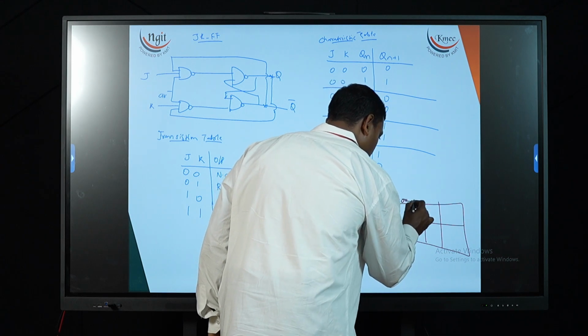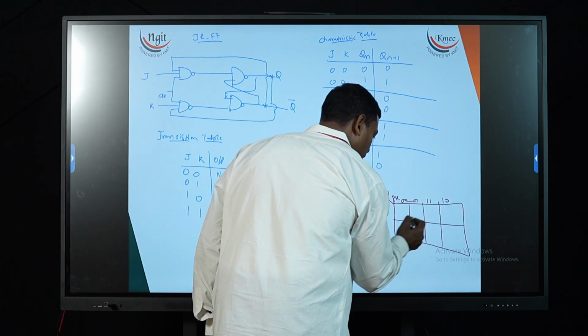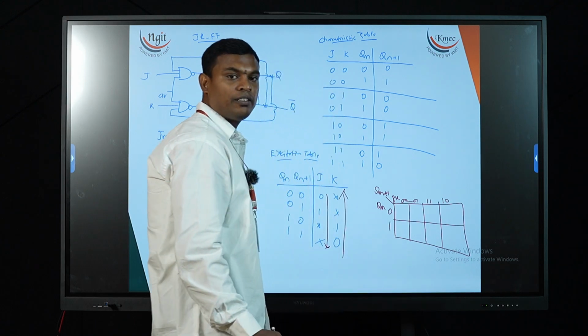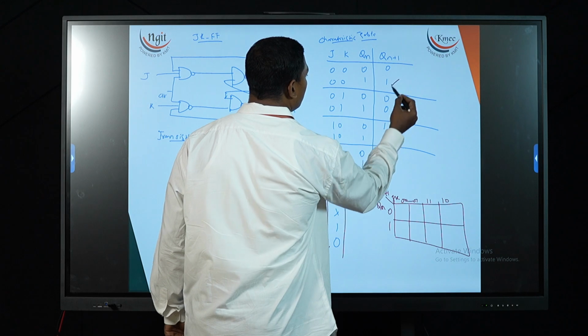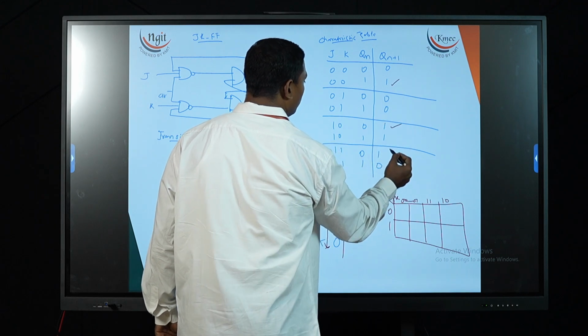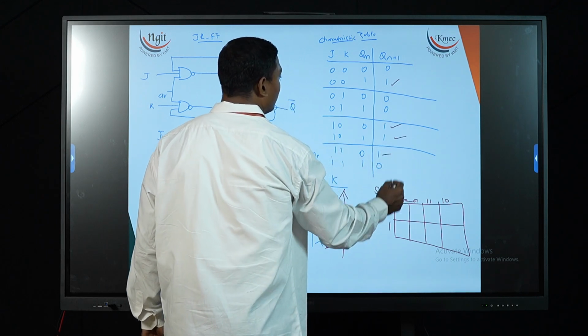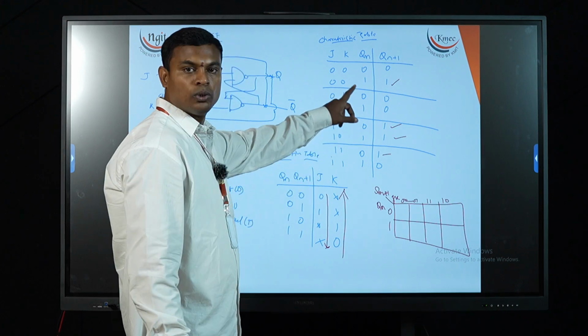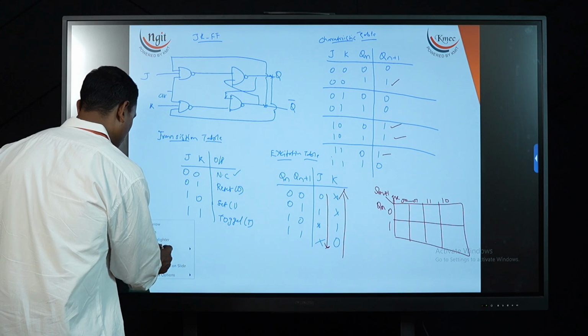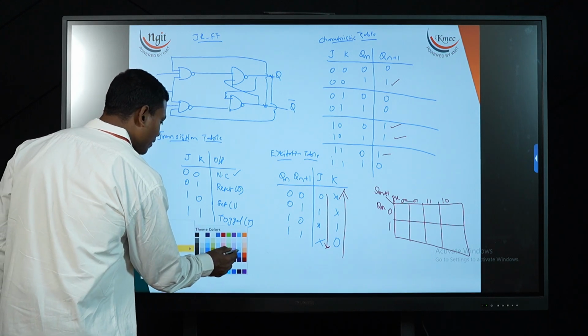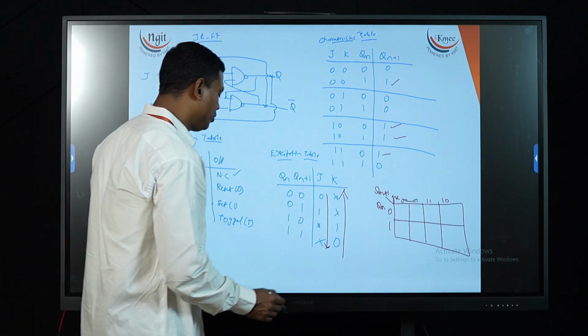So 0 0 0 1 1 1 1 0 0 and 1, right. I have ones at 4 places, 0 0 1 1 0 0 1 0 1 1 1 0, 4 places. I am having those values. Let us mark them here, with a different color. Green color I am choosing.